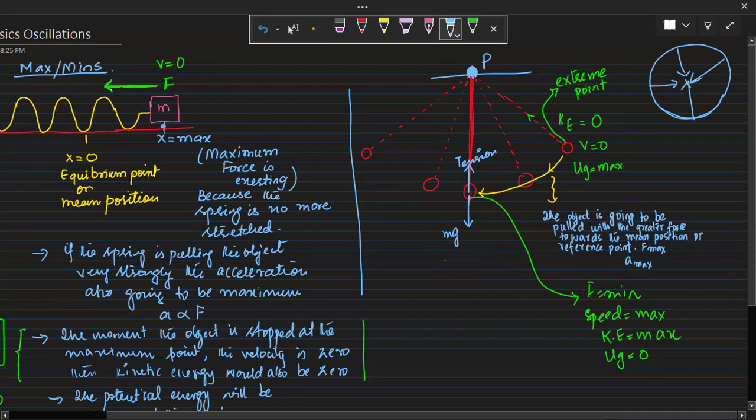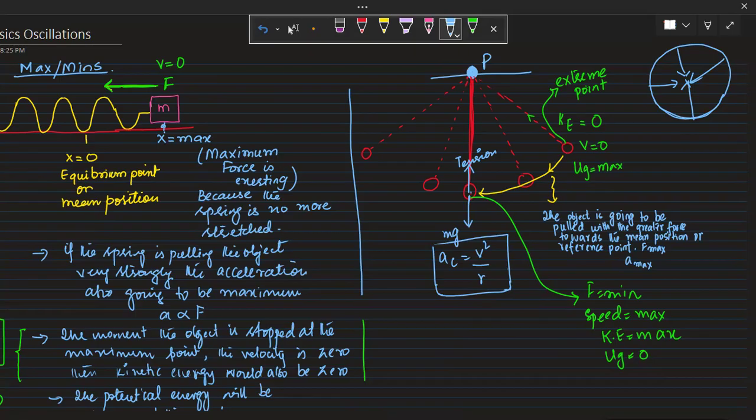So if you are asked to find the acceleration at this point, you're going to use this formula, v square upon r. Make sure that you memorize this one as well. We have already done this in the centripetal forces.